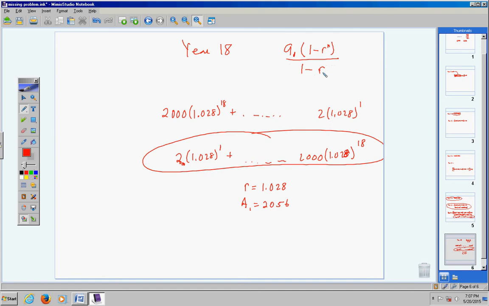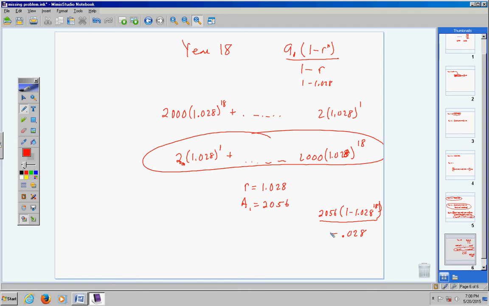Okay? Now, let's see what we can do. My A subscript 1 is going to be 2056. R to the n. Now, n is your number of terms, and I have 18 terms. So I have 1 minus 1.028, which is my common ratio, to the 18th power. Alright? All over 1 minus r. Well, 1 minus 1.028 would be negative 0.028. If I'm doing any of this too fast, just use a calculator. You'll see that I'm correct, okay?